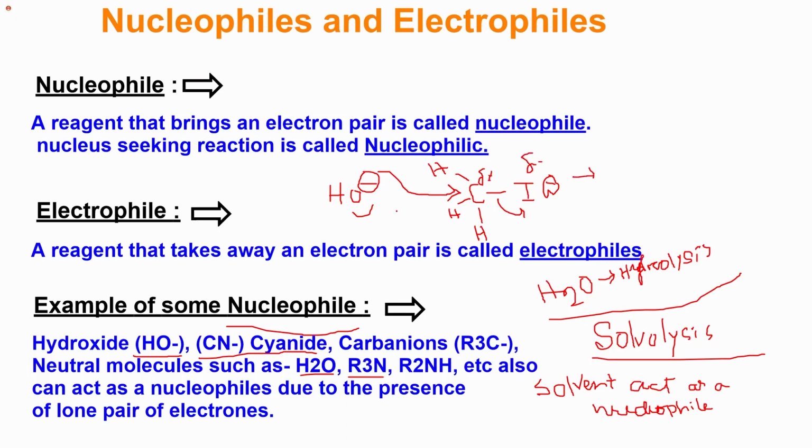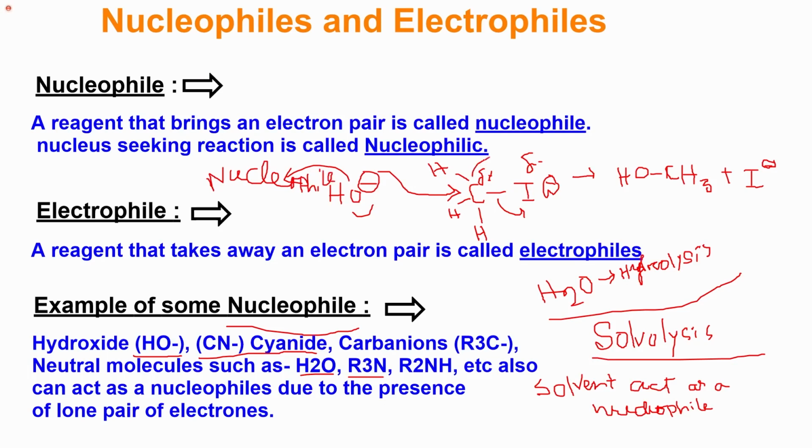Now this nucleophile is attacking the carbon, and the iodine is going out. So what will be the product? OH on the methyl, that is methanol, CH3OH, and I minus. An electrophile is a reagent that takes away an electron pair. Water, hydroxide and cyanide, carbanion, and neutral molecules like water, trimethylamine, R2NH, etc. can act as nucleophiles. So I have given one example of electrophile and nucleophile.